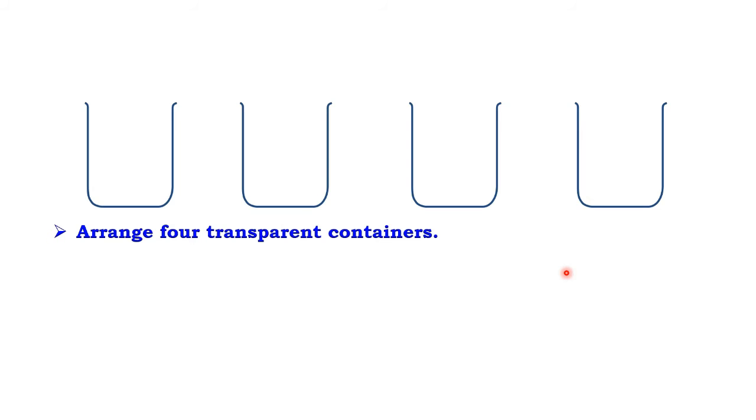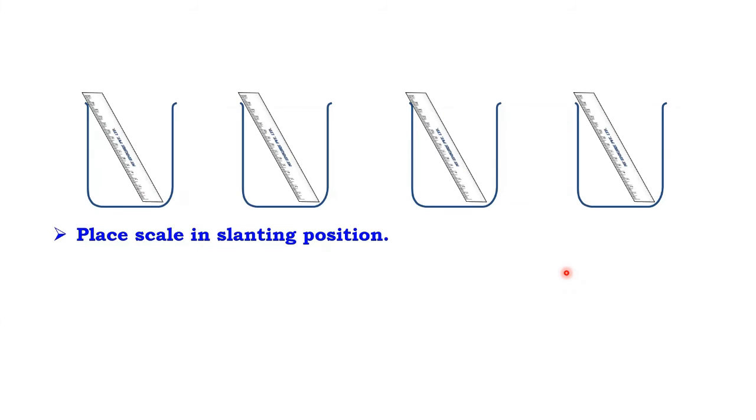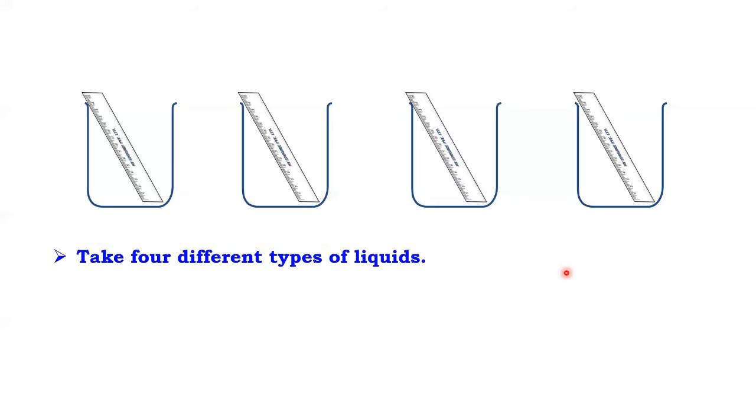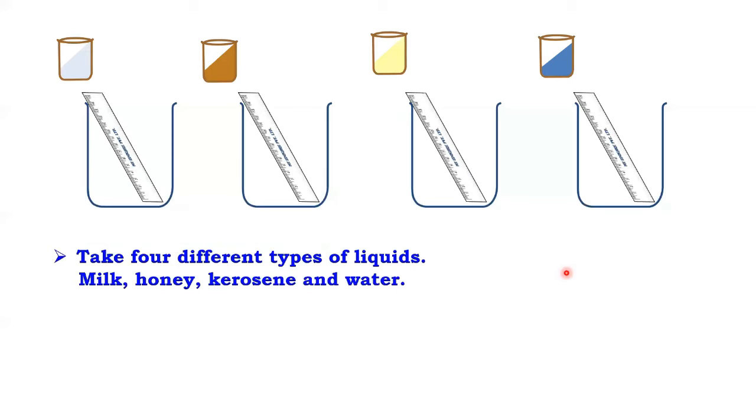Okay, so what we can do is we can take 4 containers. We'll have an example to understand fluidity properly. So for that, we'll take 4 transparent containers, and we'll insert scales in a slanted position in each of the containers, in this manner. Later on we'll take 4 different types of liquids: milk, honey, kerosene and water. We will pour all of these into them carefully.